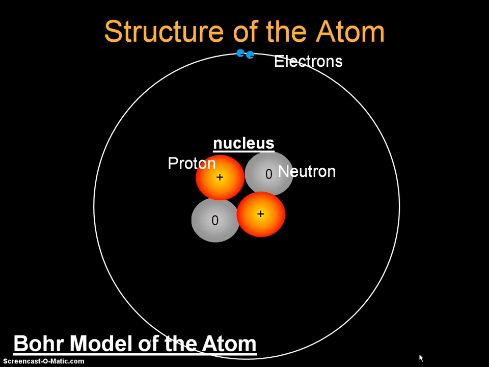Structure of the atom. I'm sure you're all familiar with this structure. You've got the nucleus in the center. The nucleus is made of protons and neutrons. You have electrons, which are, in a sense, orbiting the outside, zooming around the nucleus. The electrons have negative charge. The protons have positive charge.